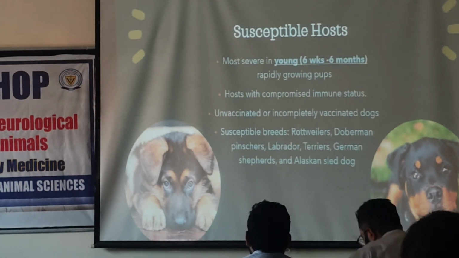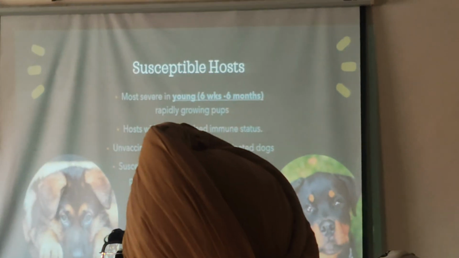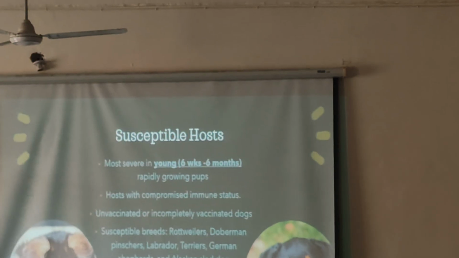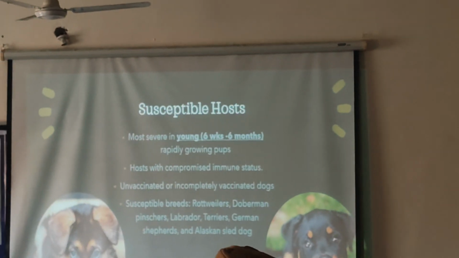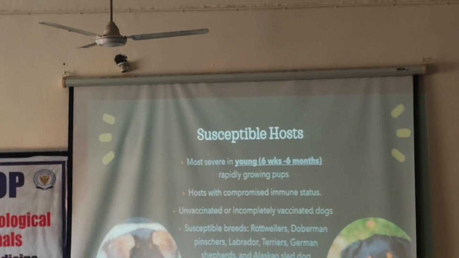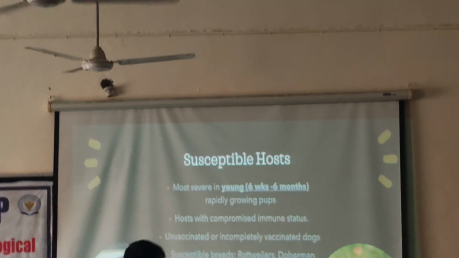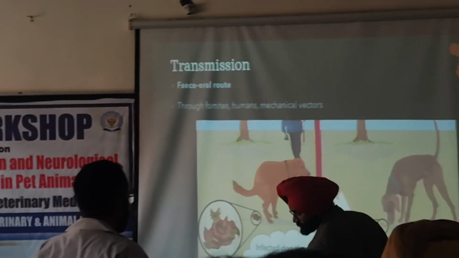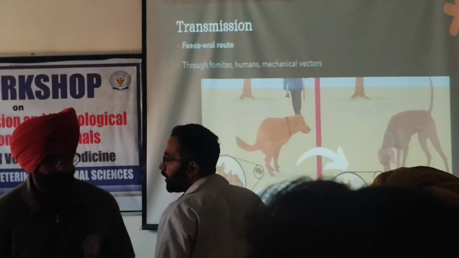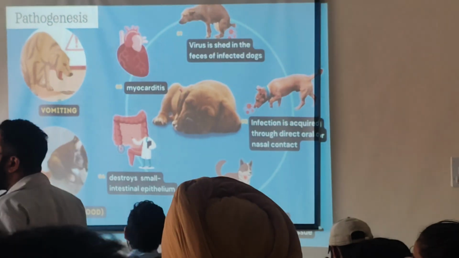Susceptible hosts are mostly young pups in the age group of 6 weeks to 6 months. This is due to hosts with compromised immune status, and unvaccinated or incompletely vaccinated dogs. Susceptible breeds are German Shepherd, Rottweiler and Labrador. Transmission is mostly by the fecal-oral route through fomites, humans, and mechanical vectors.